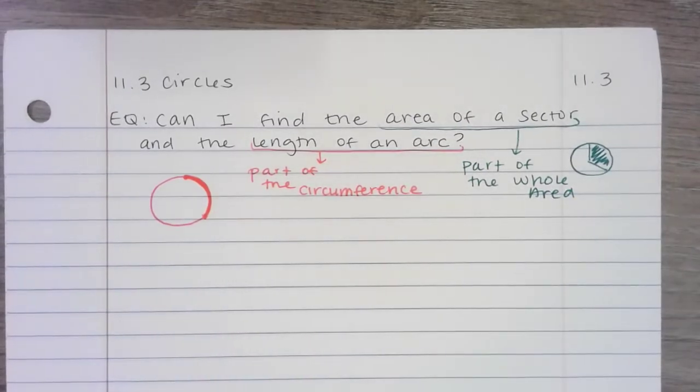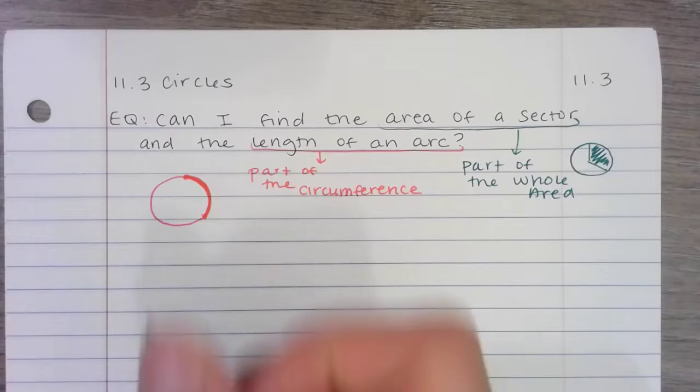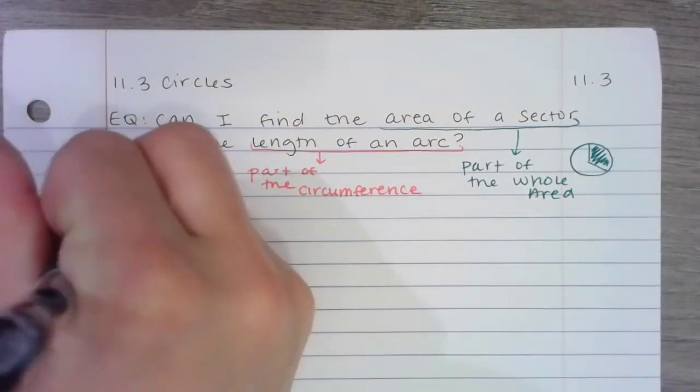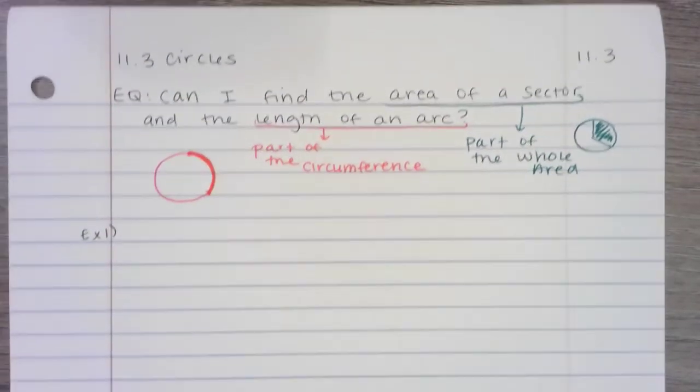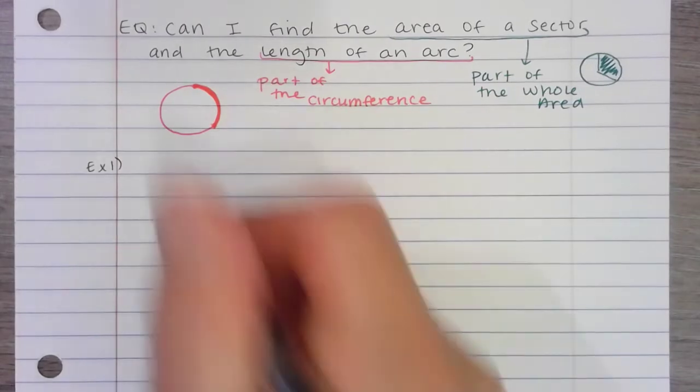So just a really quick reminder what those are if you've seen those before, and if not, that's what they are. So let's talk about how to find the area of a sector. The first thing you need to do is find the whole area of these circles. So we're just going to dive in with an example. That's usually the easiest way to get started on some of these problems.